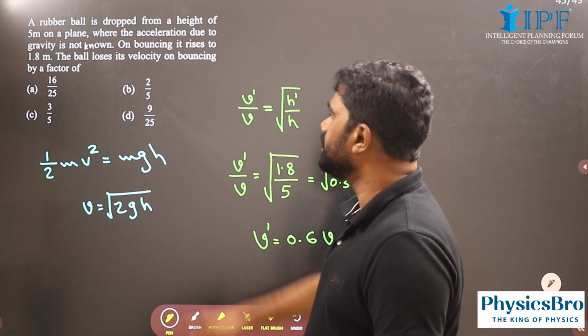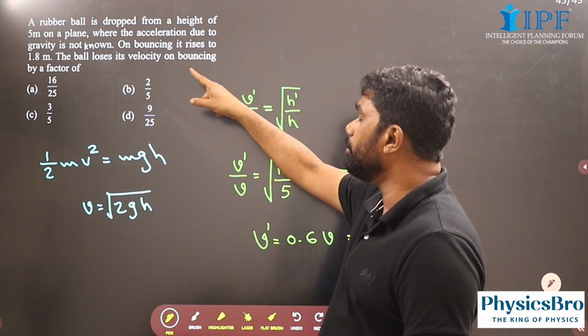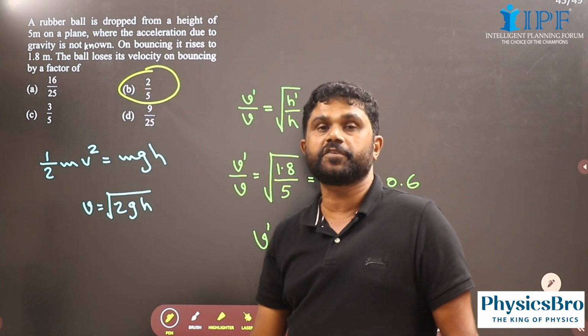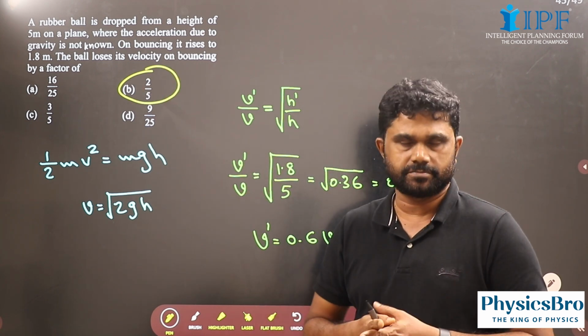Now the answer to the question: the ball loses its velocity on bouncing by a factor of 2 by 5. 2/5 of the initial velocity is lost.